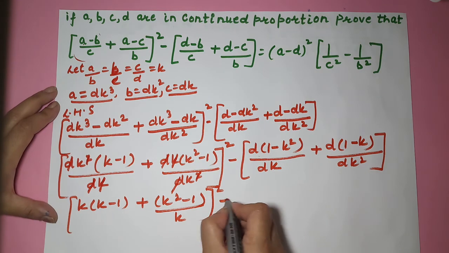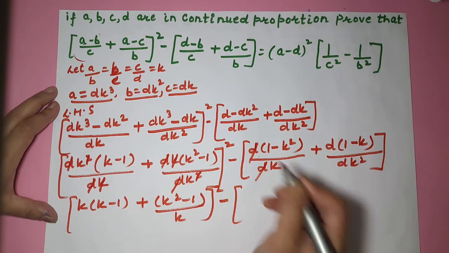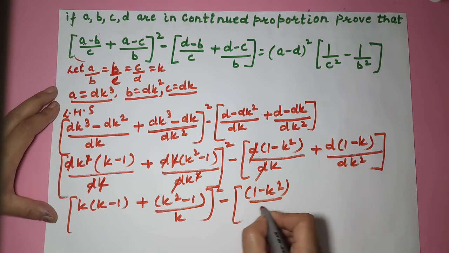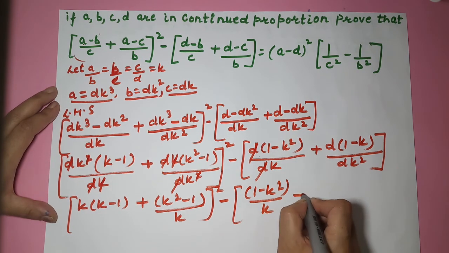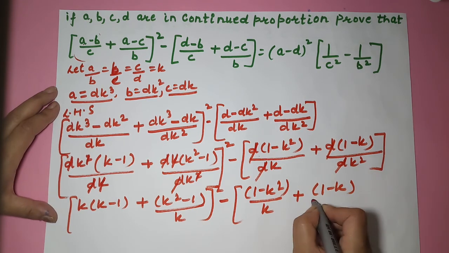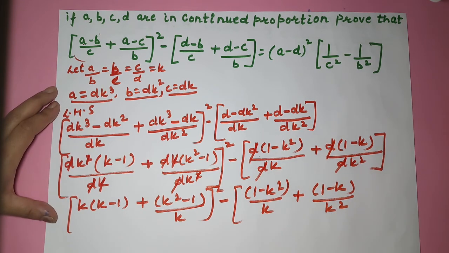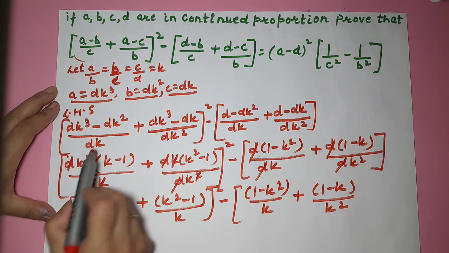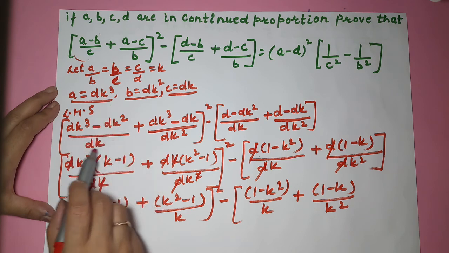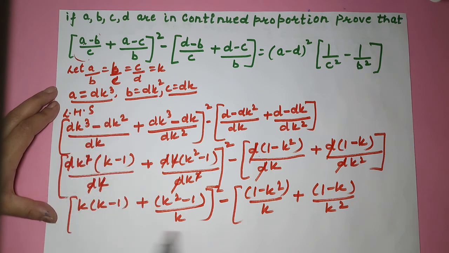Fine. Here I will get D and D cancelled. So I'm left with 1 minus K square upon K, plus D and D will go, 1 minus K upon K square. Right? Here I have C, which I have written as DK. I can take K common. Okay, this is fine.